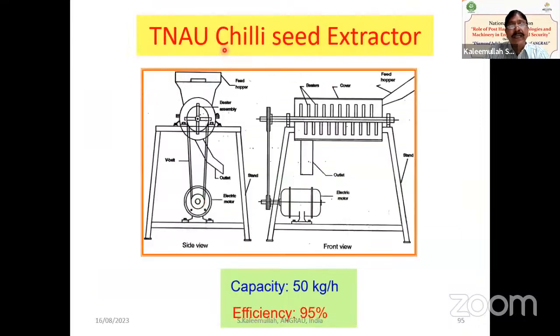And this is a chili seed extractor. For the separation of seeds from the chilies, this is a unit where you can separate them. Inside, if you see, there are a number of beaters. When the material is fed inside, the beater is rotated by this motor, and the beater breaks the chilies, and the seed will be separated.